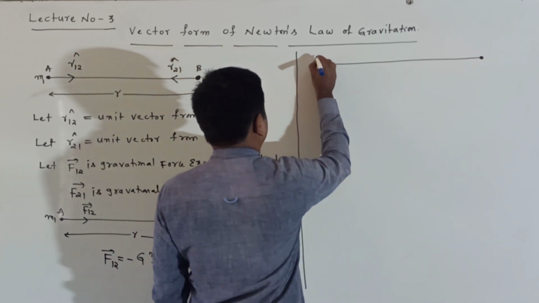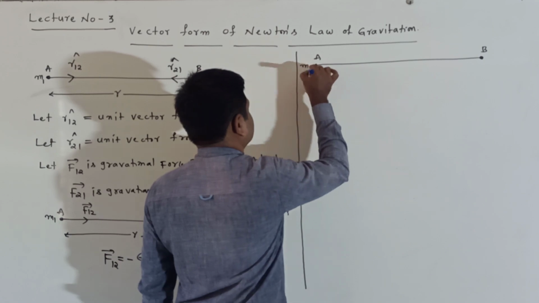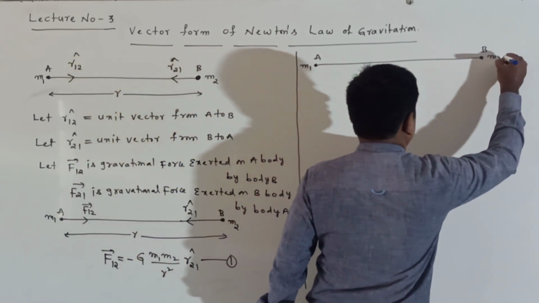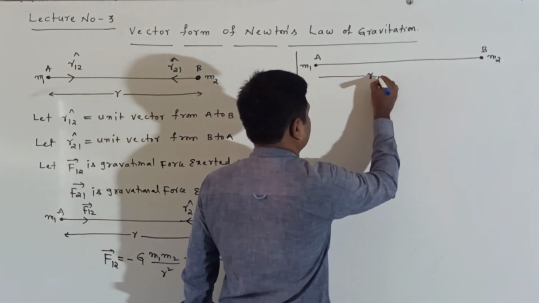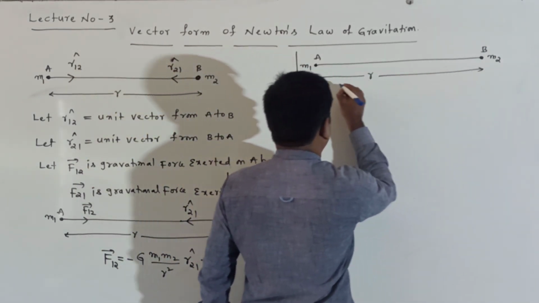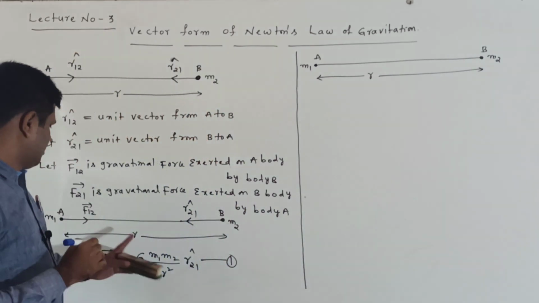This is A, B. This has the mass m1, and this has the mass m2. Now the distance between them is r. Here I am drawing the diagram again for the purpose of understanding it clearly.